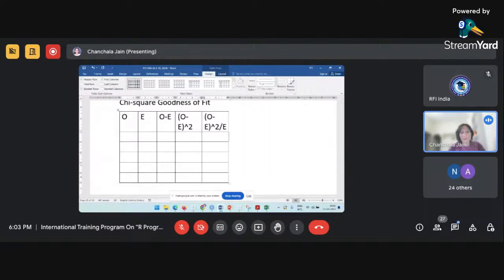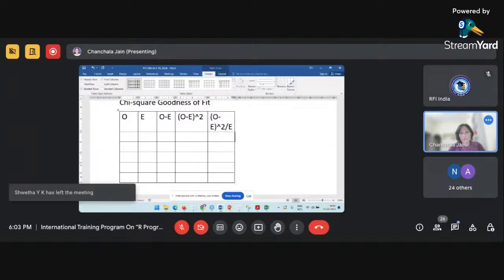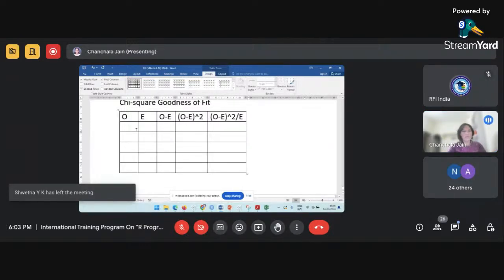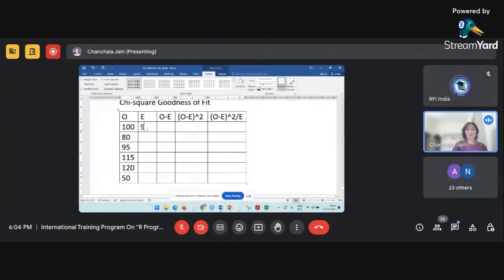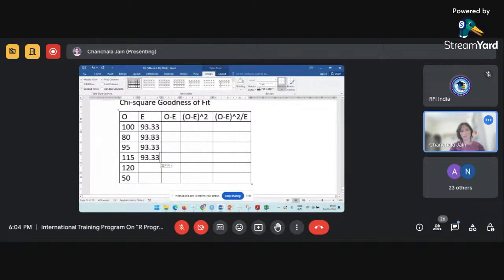Give me a second. I think we have taken a few figures. Can anyone tell me what figures we have taken? Yes, it's 100, 80, 95, 115, 120, and 50. And we have also calculated the expected count, which is 93.3, right? This expected count will be the same throughout all the categories of color.